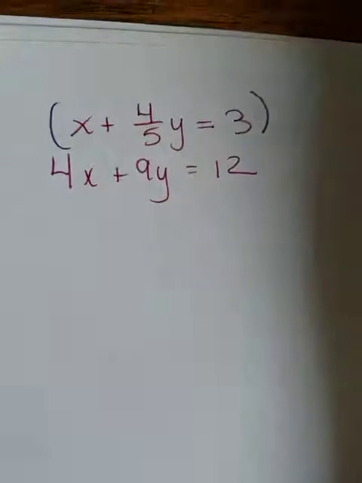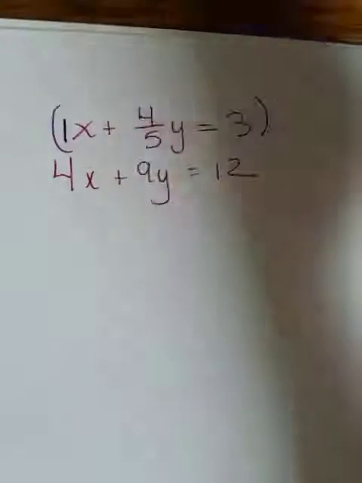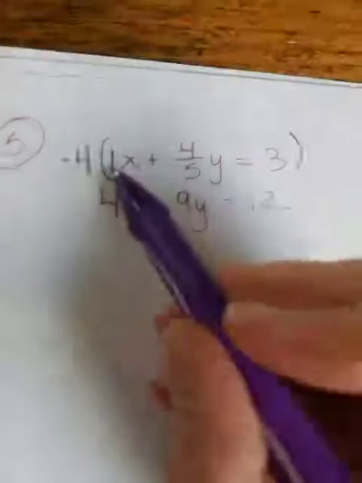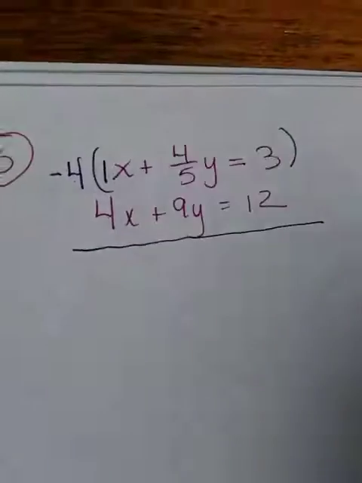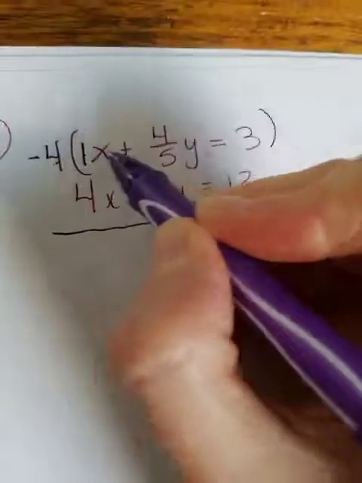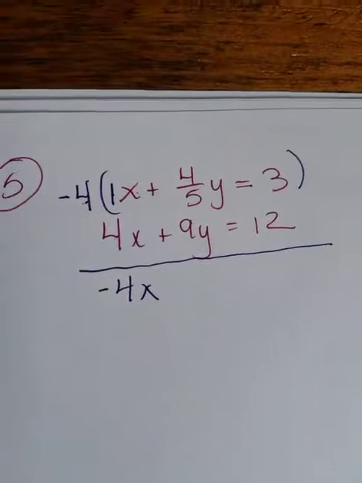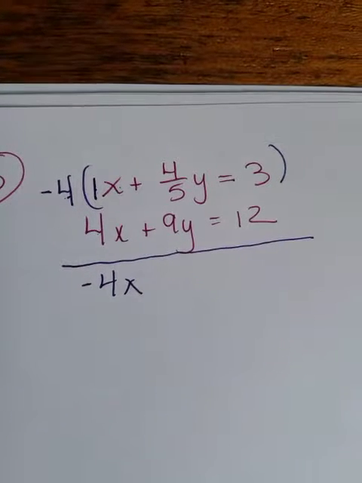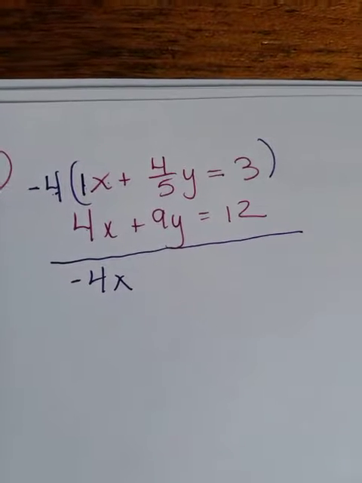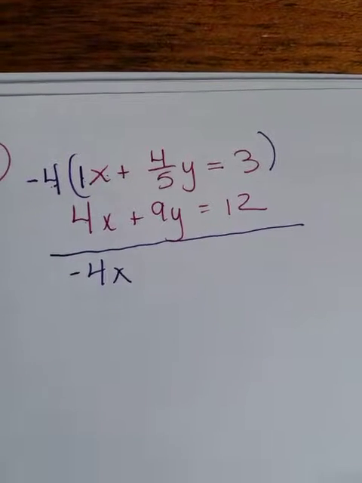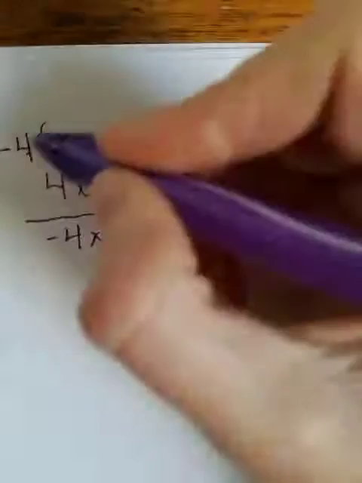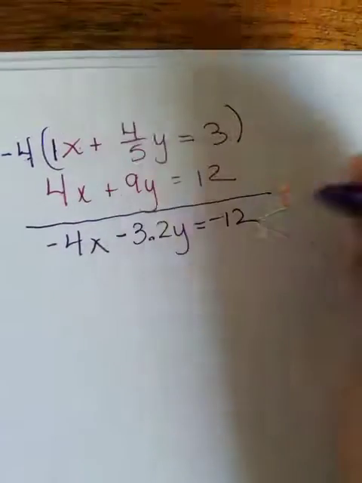I'm going to get rid of my x's. This is a 1. I need to turn it into the opposite number of 4. I'm going to multiply by -4. Why? 1 times -4 is -4, and -4 will cancel out with 4. So here we go. -4 times 1x is -4x. I know a lot of us don't like fractions, but you can do it. So now you're going to do 4/5 times -4. And that gives you, you can leave it as a decimal, that's okay, -3.2y equals -4 times 3 is -12.